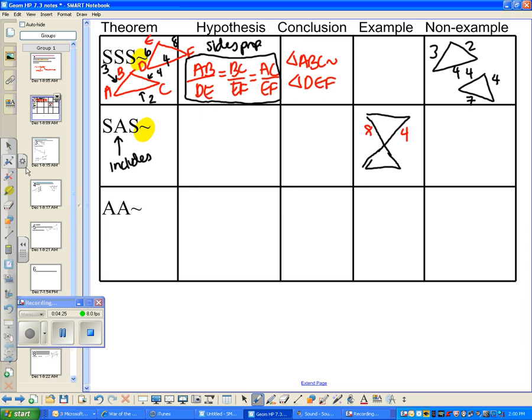Let's do 1 and 2 instead. Okay, so are these triangles going to be similar? And I'm going to title them A, B, C, D, E.